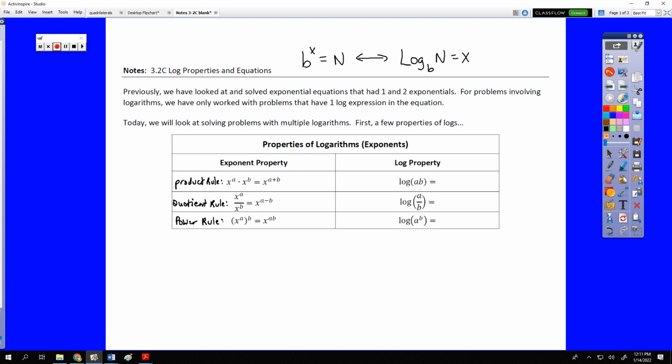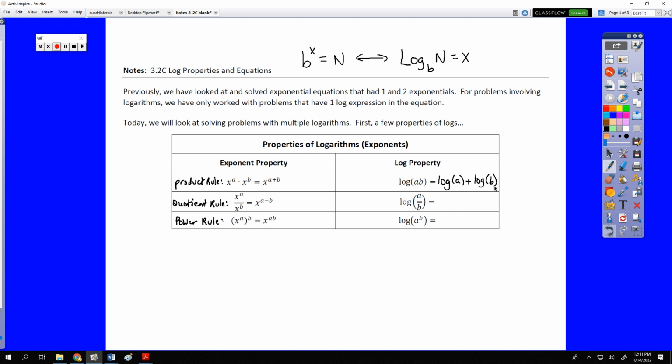If I have a logarithm that contains a product, such as right here, the log of a times b, I can rewrite that as two separate logarithms, the log of a plus the log of b. So I can either separate or combine two separate logarithms using this rule. Quotient rule is very similar.